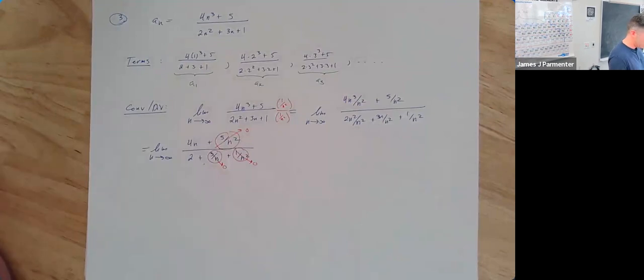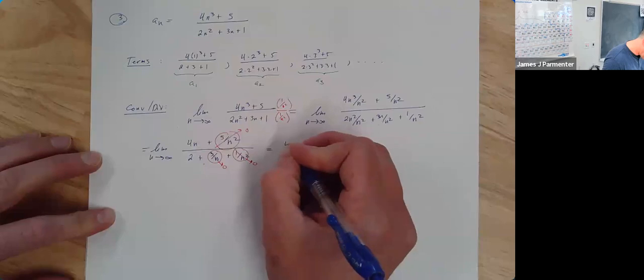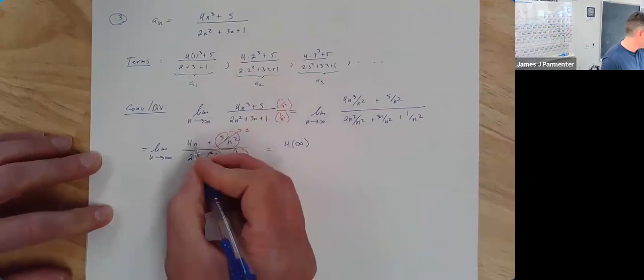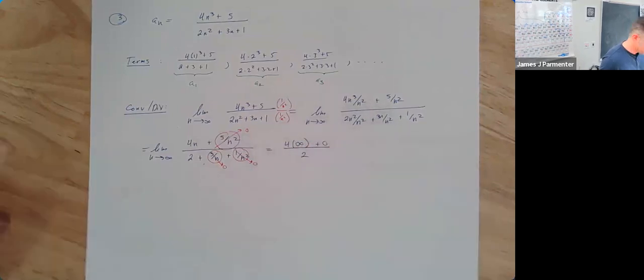So here's what I would write, and I do think it's okay to write this. This limit is going to be 4 times infinity, because that n is still there, plus 0 over 2. 4 times infinity is infinity, divided by 2 is still infinity.